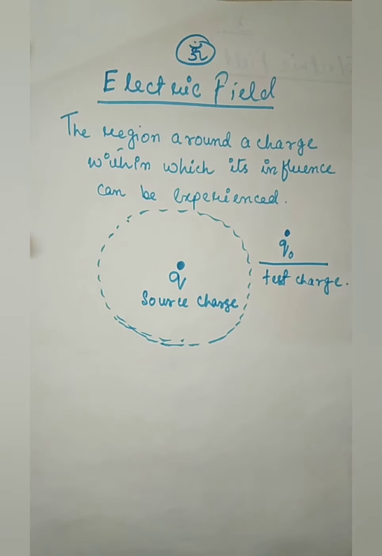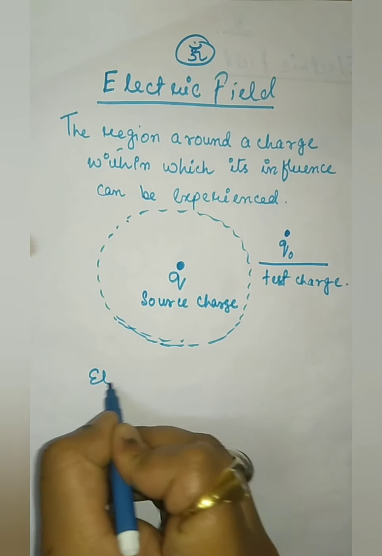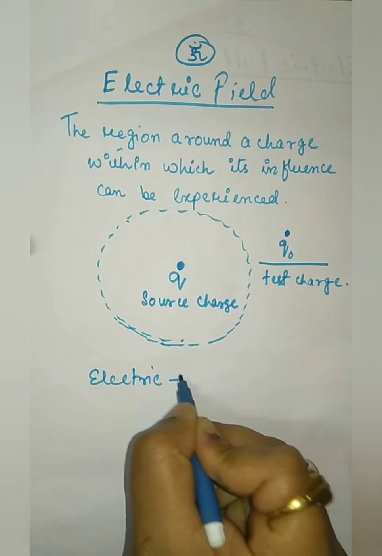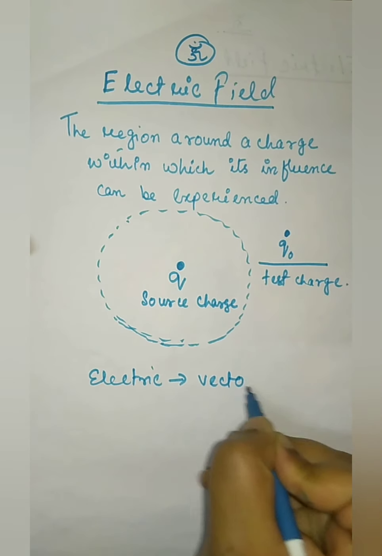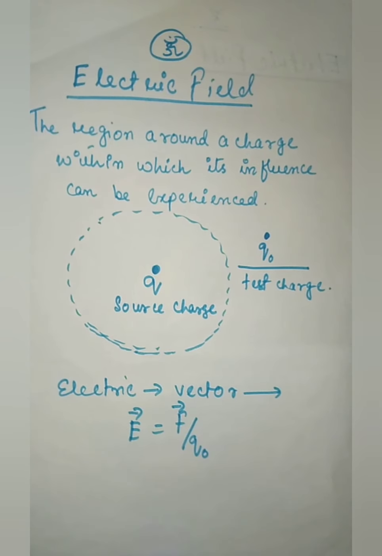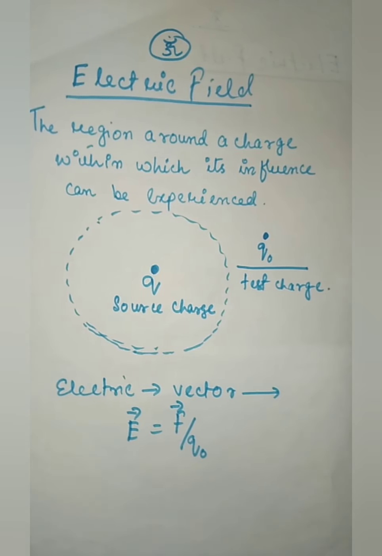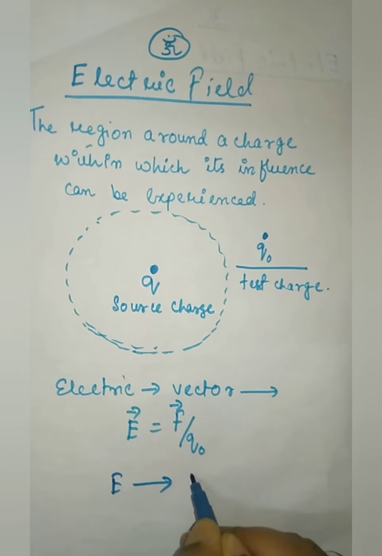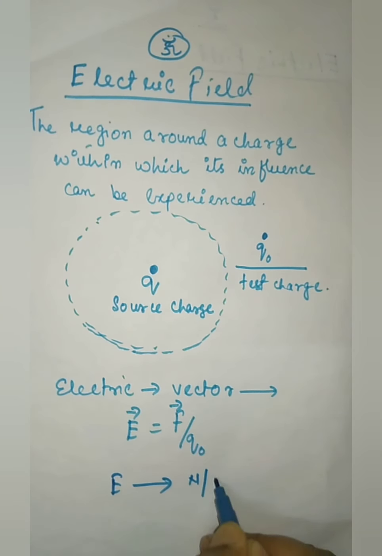Okay, now electric field, it is a vector quantity, and numerically it is given by F by Q naught. That is, electric field can also be defined as the electrostatic force experienced per unit test charge when placed at that point. Okay, so what will be its SI unit? Force, so Newton. Charge, so per coulomb.